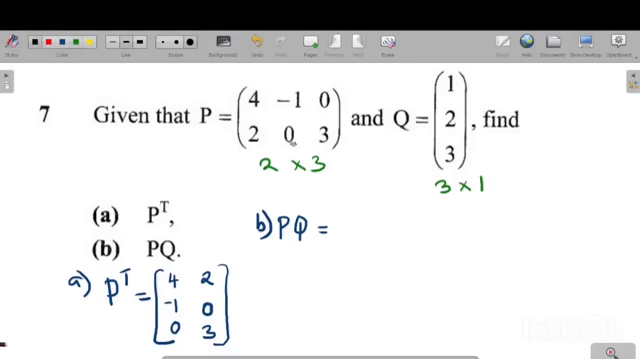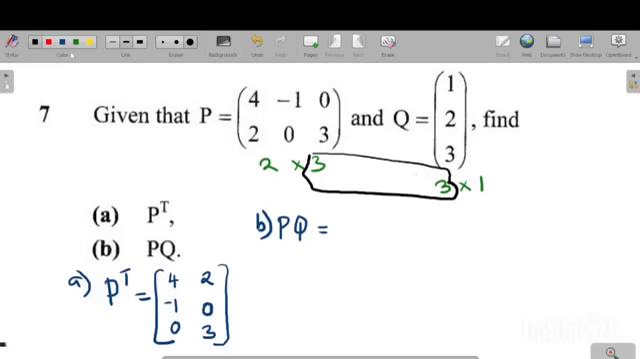So now, what you have to know is that if these inside numbers are the same, it means that multiplication between the two matrices exists. But if these numbers were different, it means multiplication was not going to exist. All right. In other words, for multiplication to take place, the number of columns of the first matrix should be equal to the number of rows of the second matrix.